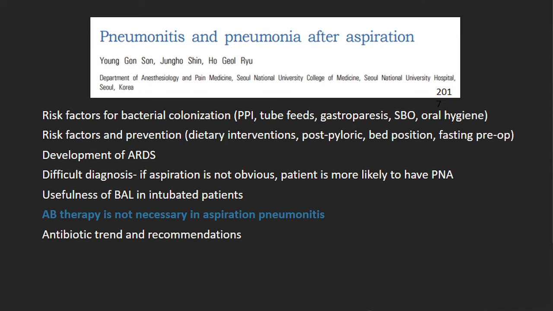Usefulness of BAL in intubated patients, not that useful. It's pretty impractical. We don't do it routinely. And then they also concluded that antibiotic therapy is not necessary in aspiration pneumonitis. It would be reasonable to wait that 48-hour period that we've been talking about. And they also made some recommendations on antibiotic trends.